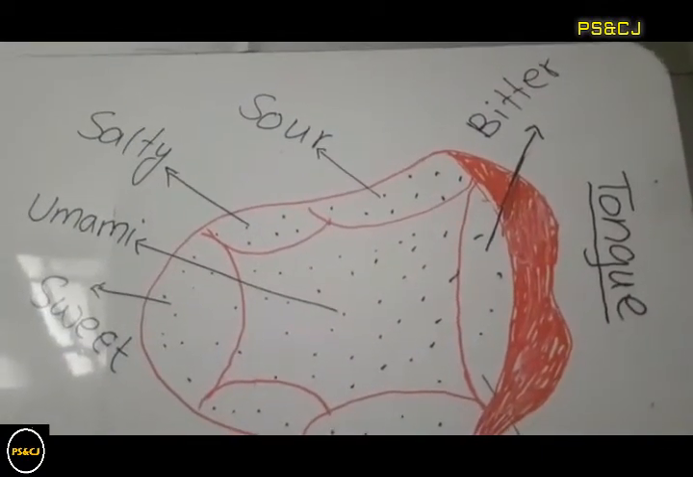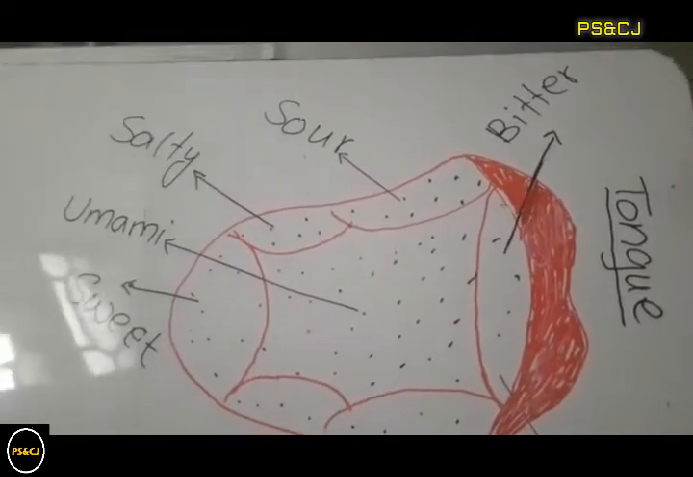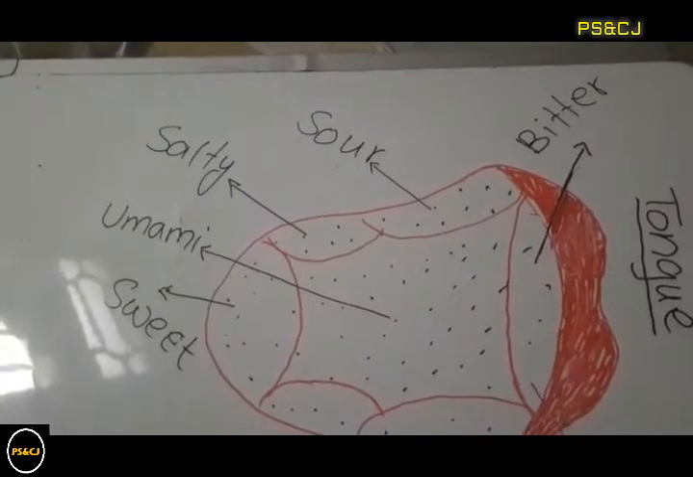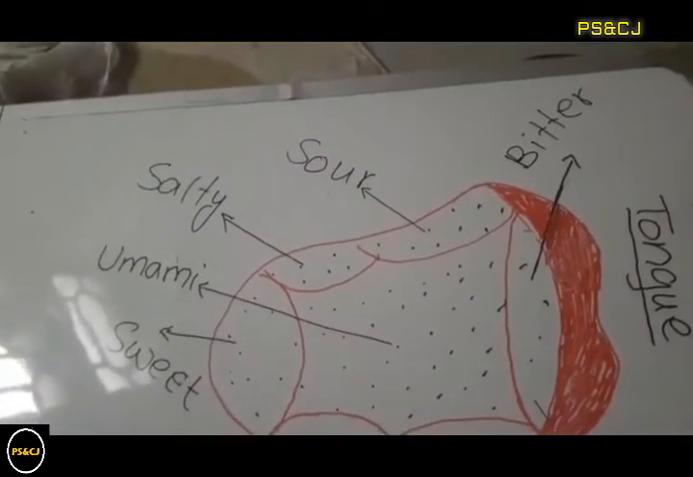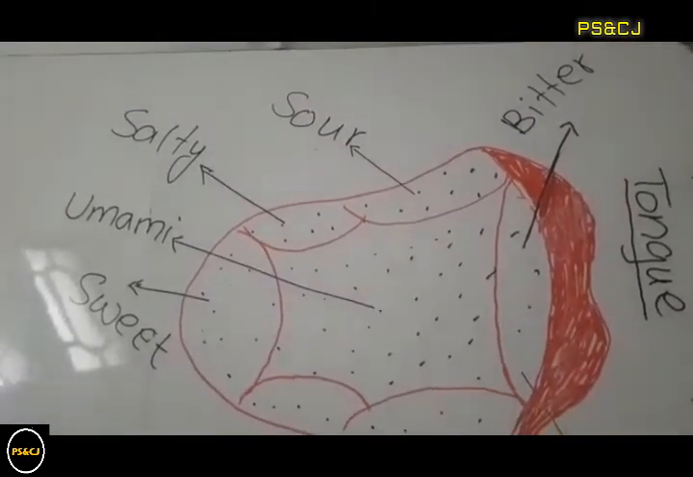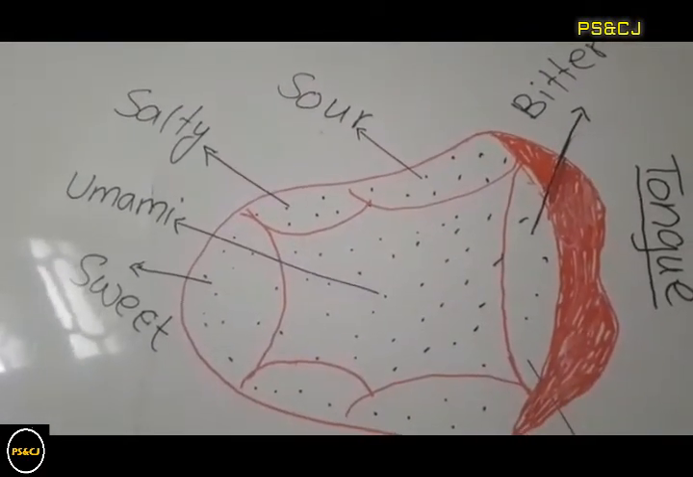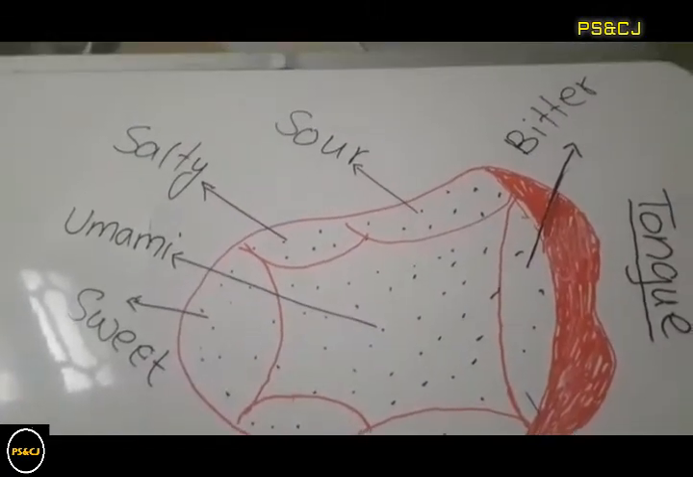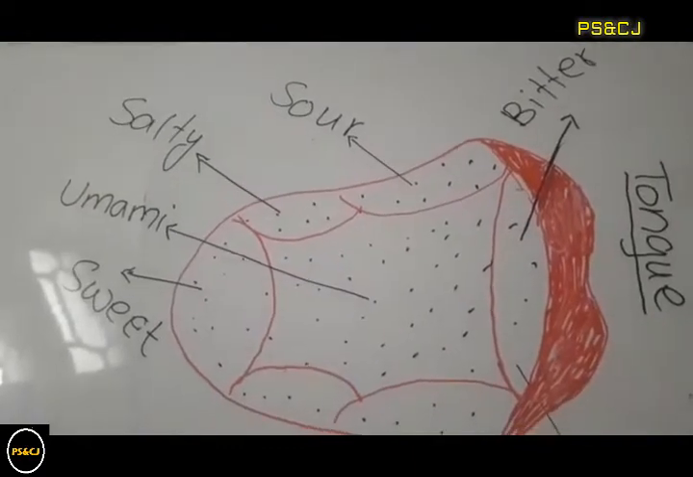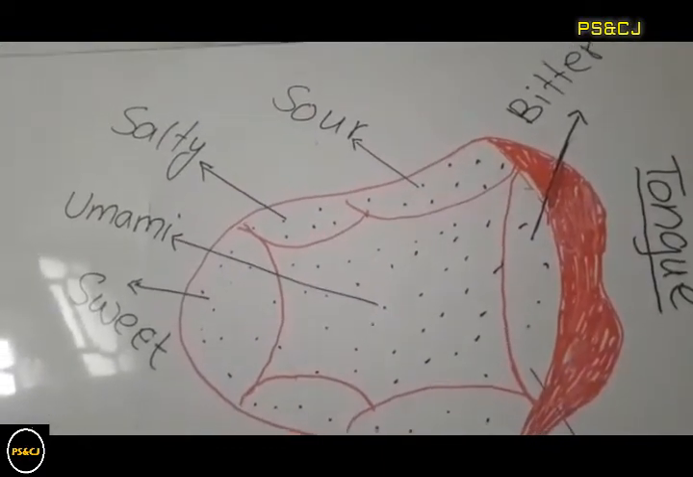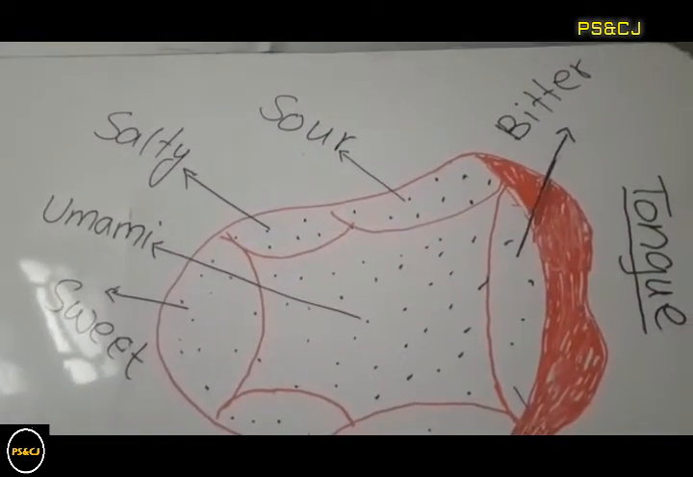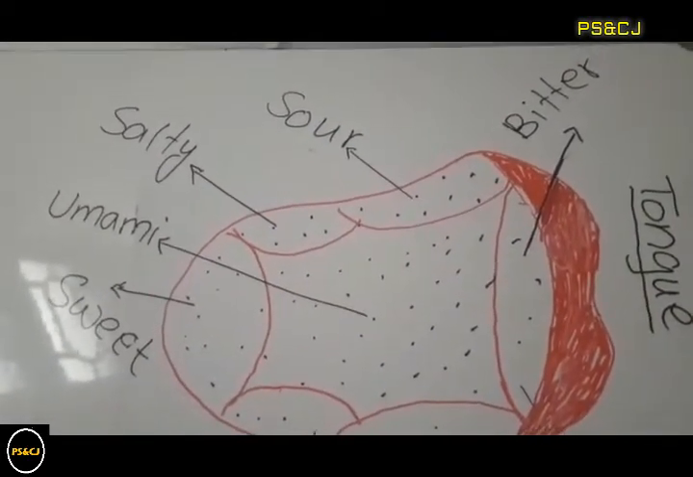Tongue is sensitive to chemicals in food, and the tongue has the capacity to detect 5 different types of taste. That is sweet, umami, salty, sour, bitter. So these are the specific portions of the tongue to taste different types of tastes. We are familiar with sweet, salty, sour, and bitter, but I think you may not be familiar with the umami.